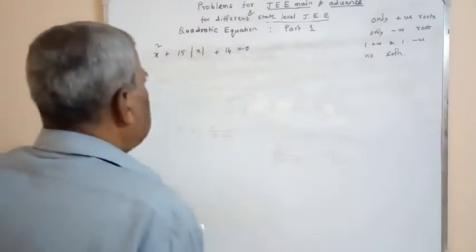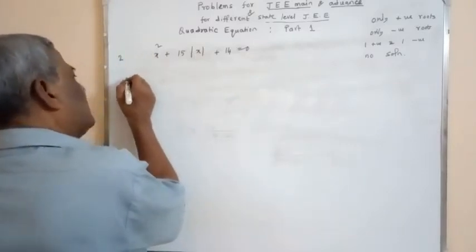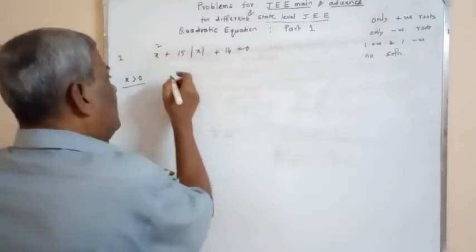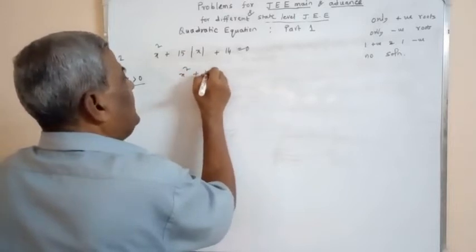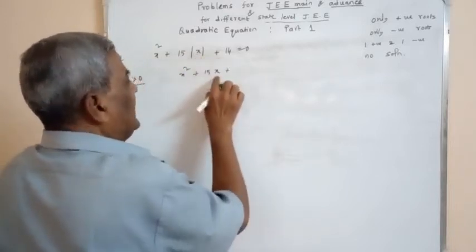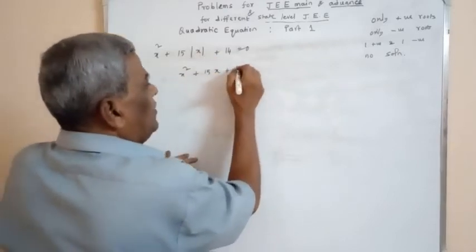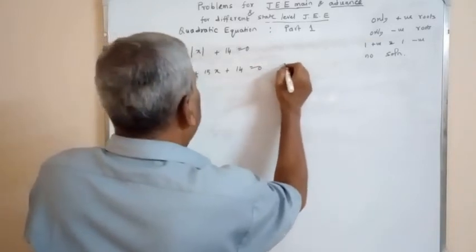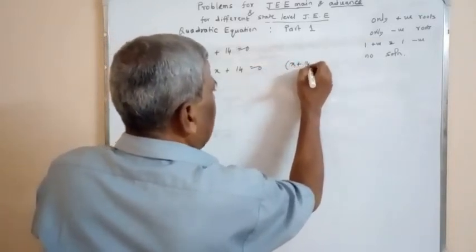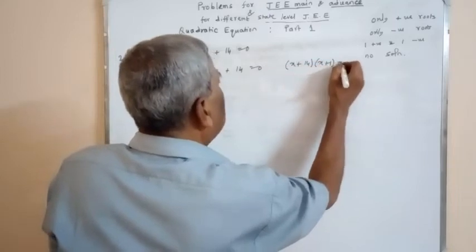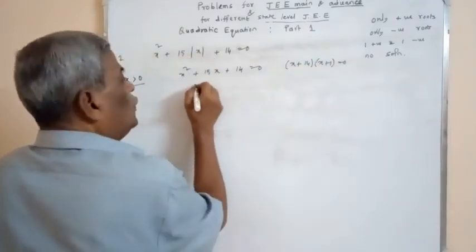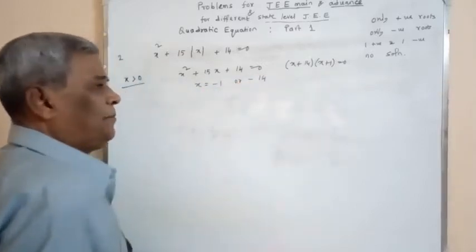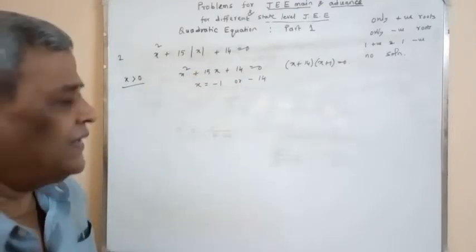For this purpose, let us assume that first x is positive. Therefore, the equation becomes x square plus 15x plus 14 is equal to 0, because mod x is x when x is positive. Factorizing, it is equal to x plus 14 into x plus 1 is equal to 0. So the root is either x is equal to minus 1 or minus 14, by factorizing it or by solving it.